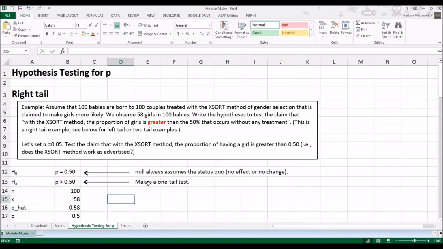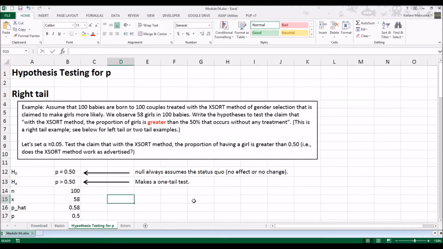So, hypothesis testing for P. Later on, we'll be looking at different parameters for the hypothesis testing. For this one, we're going to be looking at proportion. Later on, we'll be looking at the mean and then the standard deviation. The steps are pretty much the same. So once you understand the proportion way, you understand the one for the mean and then the standard deviation. So let's look at the right tail example.